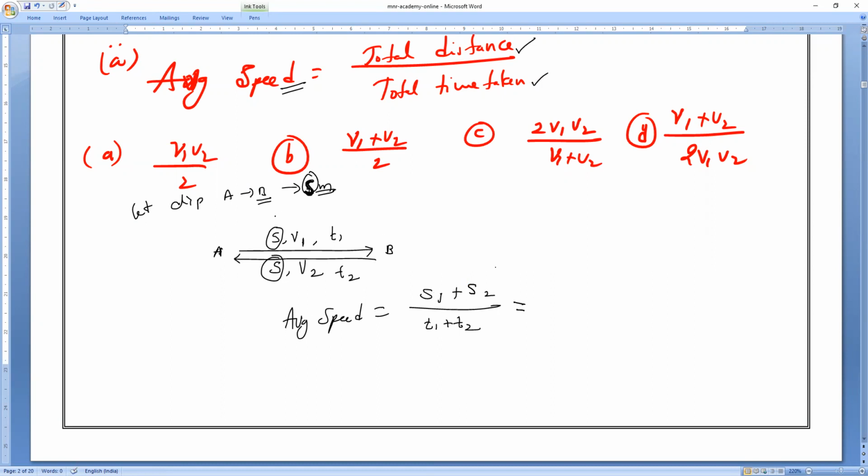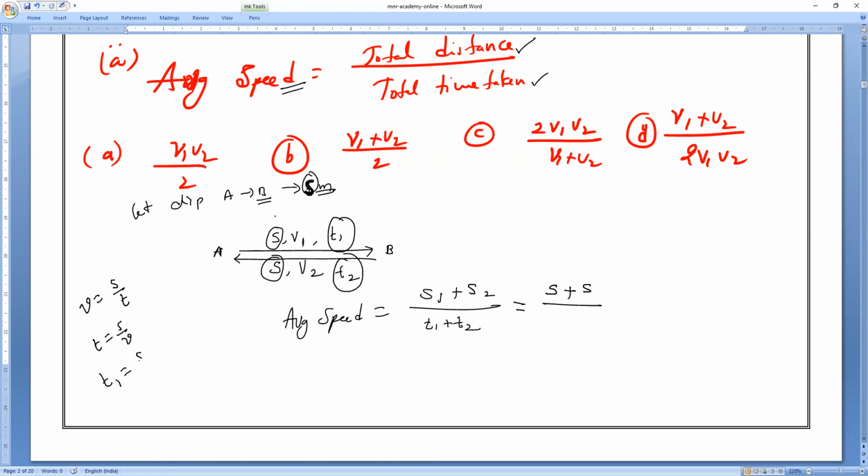Now see, S1 is equal to what? We all know, S. S2 is equal to also what? S. You people are not kids now. We want T1 and T2, we don't know them, so let us find. We all know the speed formula. Speed is equal to distance by time, and time is equal to distance by speed. That's all.